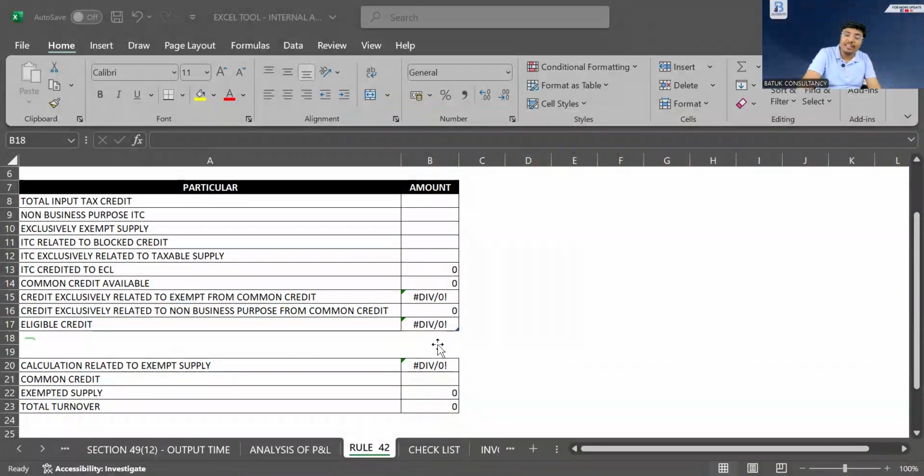Yes, sir, you are not booking the credit for your blocked credit. The point is that the input which is reflected in your GSTR-2B, I am just going to reduce the same.